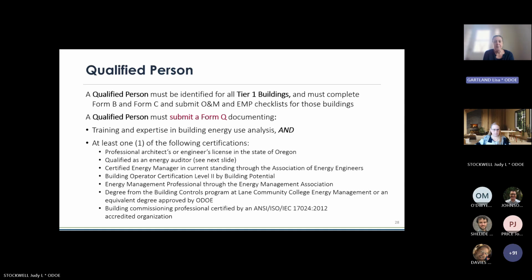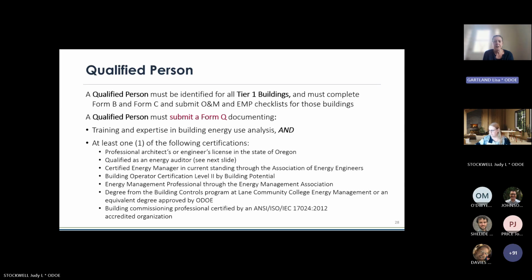I'll go to the bottom one. There's a Building Commissioning Professional. Any certification we've missed that's a building commissioning professional certified by ANSI, ISO, IEC, etc. One of these accredited organizations, that is a valid certification.